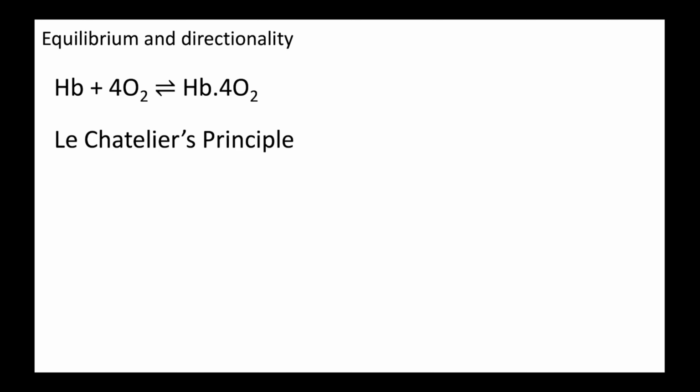Almost all biochemical reactions are reversible. For example, deoxyhemoglobin binds to oxygen to form oxyhemoglobin, and oxygen can dissociate from oxyhemoglobin to form oxygen and deoxyhemoglobin. In order to determine which direction a reaction proceeds, we need to introduce a concept called the Le Chatelier principle, which states that when a dynamic equilibrium, as shown here, is disturbed by a change in concentration of one reagent, the equilibrium shifts to bring the reaction back to equilibrium.